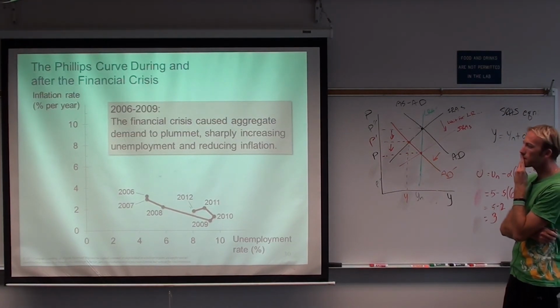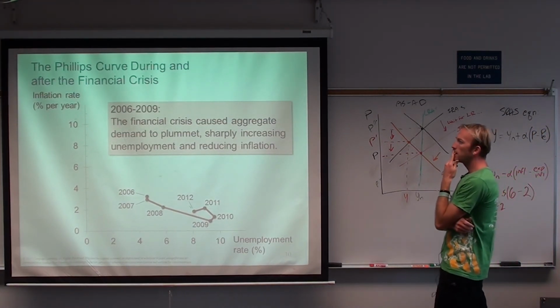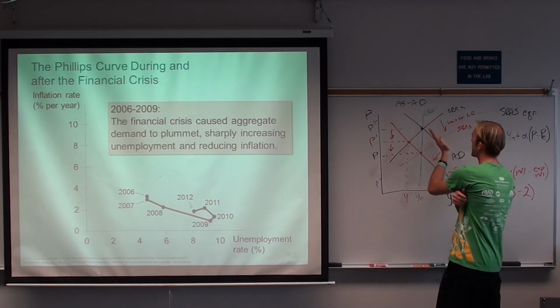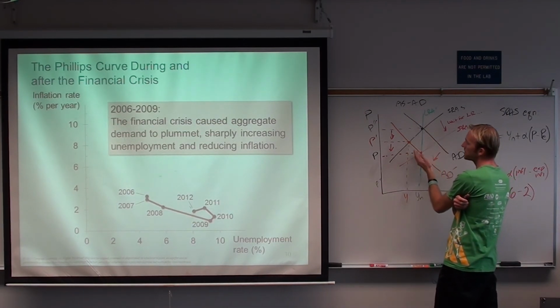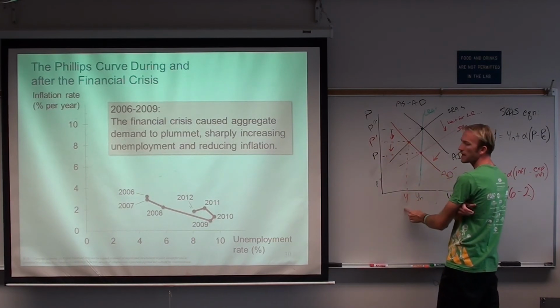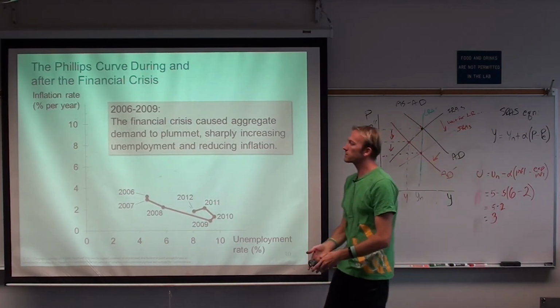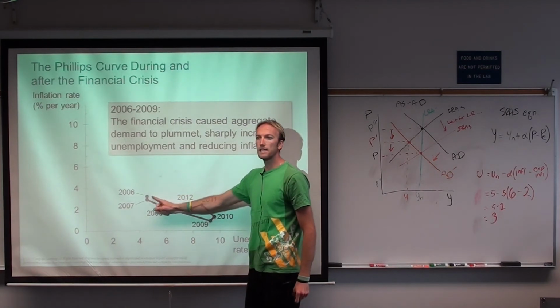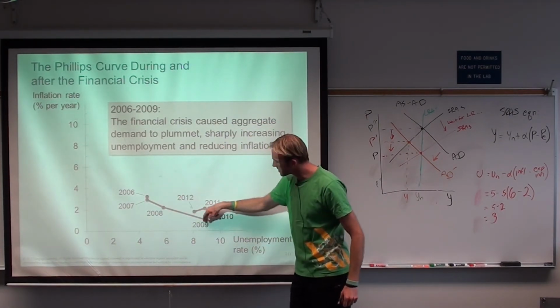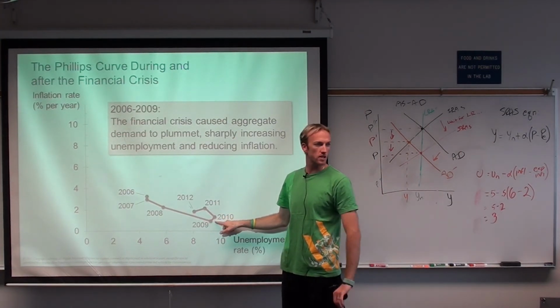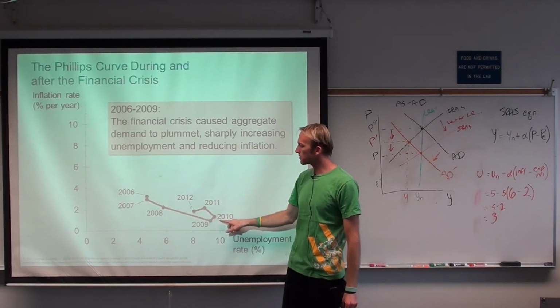Okay. So here's where we are, kind of now. When the AD curve falls, what happens? Prices fall and unemployment goes up. So we were at 2006, we were doing good, right? AD curve falls. What happened? Prices fall, the inflation rate goes down, unemployment goes up. That's exactly what happened here, right? Just like we would predict.